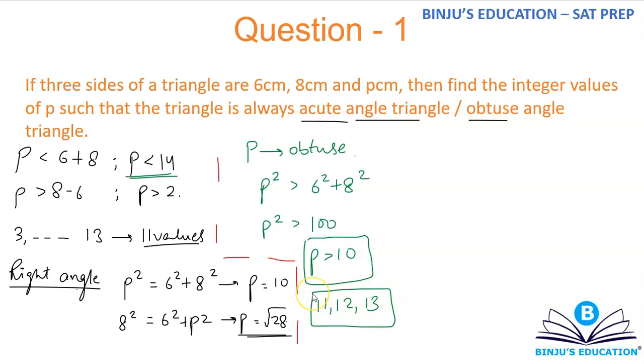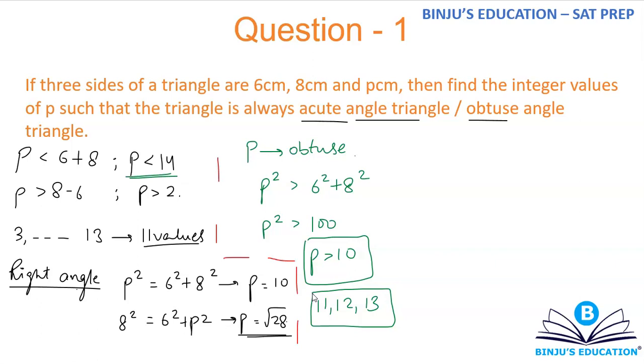You can also verify your result. If I take p to be 11, 11 square is 121, 6 square is 36, 8 square is 64, so 64 plus 36 is less than 121. Same thing you can say for 12 and 13 also.